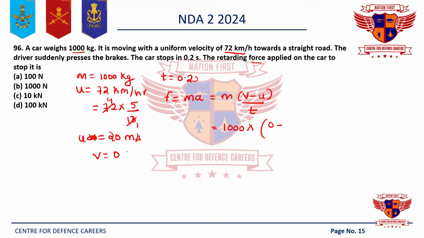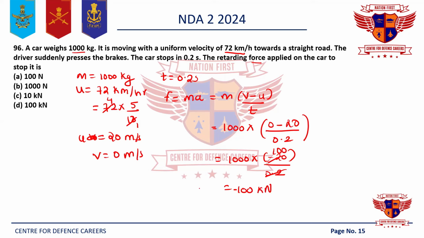Now change in velocity will be final velocity minus the initial velocity divided by time. The mass is 1000 and the final velocity, since the car stops, is 0. Okay, since the car stops, final velocity will be equal to 0 and initial velocity is 20, divided by the total time, which is 0.2. So we get 1000 multiplied by minus 20 divided by 0.2. Okay, let's cancel this out. Then we'll get negative 100 kilonewtons of force. Okay, so the correct answer will be option D, 100 kilonewtons of force.